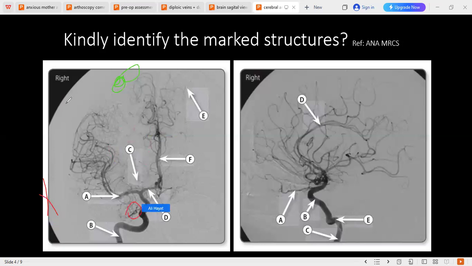Here, this is ophthalmic, the first branch of the internal carotid. And if I cancel it, now this is A1. D is basically the ACA A1 segment, and F is the A2 segment. In between them, if there was a contralateral carotid angiogram, we could have seen the contralateral ACA and the communicating.